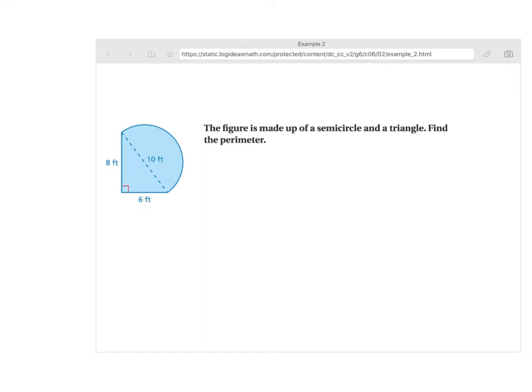So you see this figure is made up of a semicircle and a triangle. So you're going to find the perimeter. Well, the first section is to look around the outside, but what measurements we do know. We do know that this is 8 and this is 6. So you can add 6 plus 8 already, and we have part of our perimeter. We know that 6 plus 8 is 14. So now how do you find the semicircle?